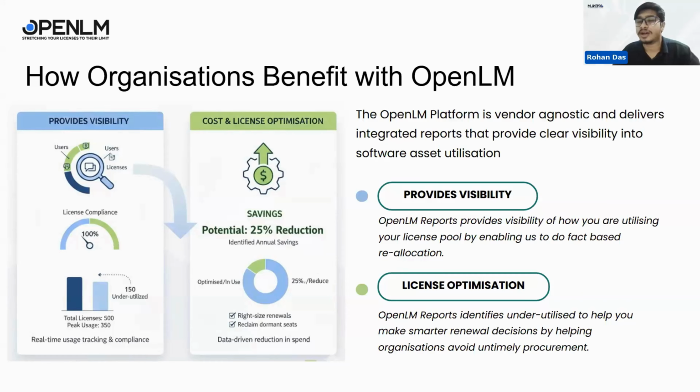As you can see, if you go to our website, we have many examples and many case studies where we have helped our customers gain a lot from the OpenLM platform, like how they have saved money in untimely procurements and how they have totally changed their policies of software asset management through OpenLM.